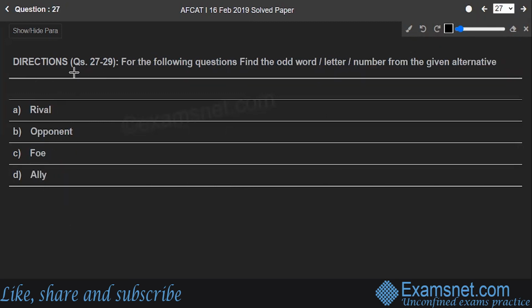Here you have the directions for question numbers 27 to 29. In the following questions, you have to find the odd word, letter, number from the given alternatives. Alternatives are rival, opponent, foe, or ally. First is rival. What is a rival? A person competing with you.